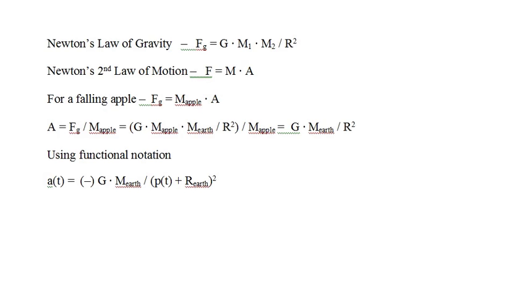And the equation is a equals G times the mass of the Earth divided by r squared, where r is the distance between the centers of the Earth and the apple. If we write this in functional notation, we get acceleration a of t, as a function of time, equals minus G times the mass of the Earth divided by p of t plus r Earth squared. We put a minus in front of the expression because the acceleration is downward, and we replace r by p of t plus r Earth, where p of t is the height of the apple above the surface of the Earth. This is Newton's model for the trajectory of a falling apple.